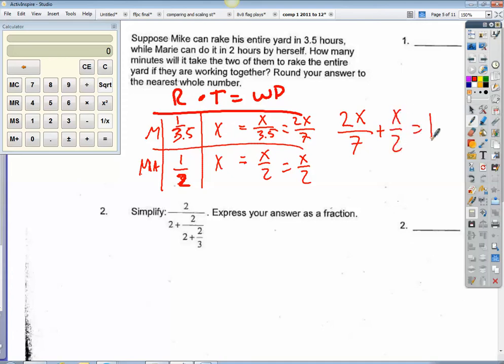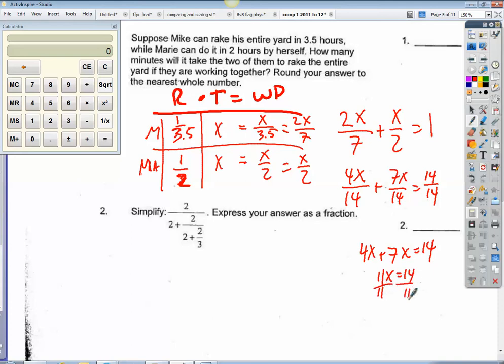Well, how do I add fractions? They have to have a common denominator. So I have 4x over 14 plus 7x over 14, which is equal, obviously, to 14 over 14. So 4x plus 7x is equal to 14. So 4 plus 7 is 11x. It's equal to 14, divided by 11. You get x is equal to 1.27 repeating.